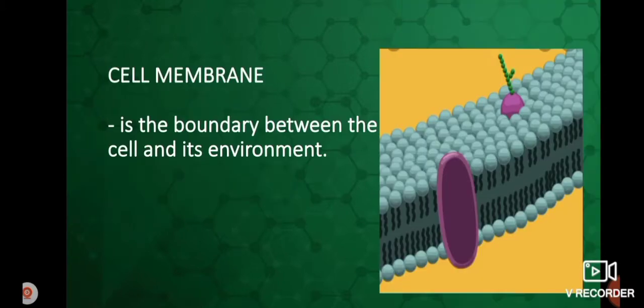Another one, the cell membrane. It is the boundary between the cell and its environment. The cell membrane controls what goes in and out of the cell, much like the main doors of our school, which control what goes into the school.